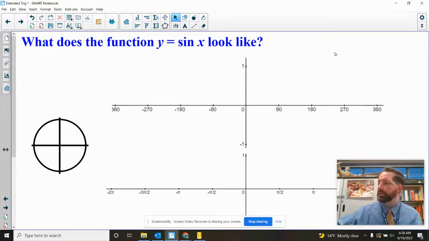We are now ready to finally take a look at the sine function. So this is a momentous day for you. Now, don't imp out on me here. I want you to participate as we're going through.